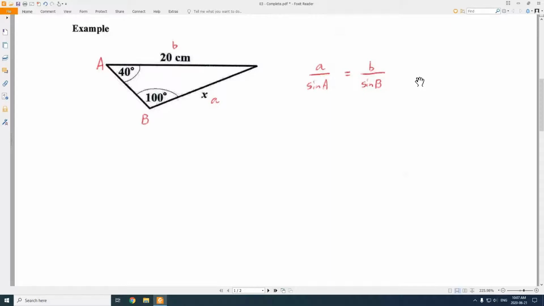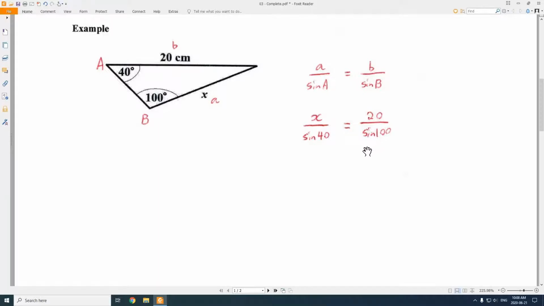And at this point, it comes down to just plugging in what we know. So let's substitute everything in. My A is an x, and sine of angle A is sine 40. So that turns into x over sine 40. My B is a 20, so 20 over sine B, which is sine 100. So 20 over sine 100.